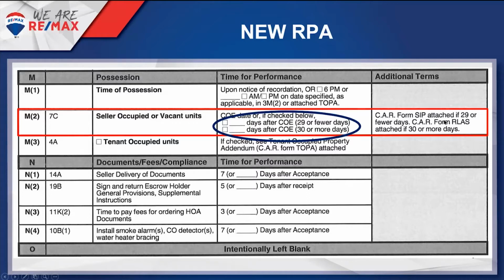The SIP, for 29 days or less, first of all, they keep it under 30 to avoid that sort of presumption that any possession 30 days or longer is a rental. And they try to avoid that. And they're trying to avoid the buyer inadvertently being sucked up into landlord-tenant law.